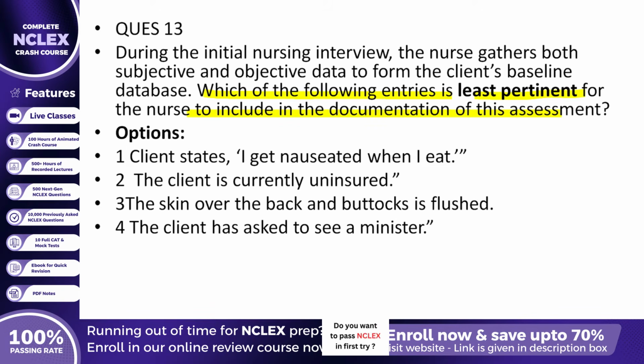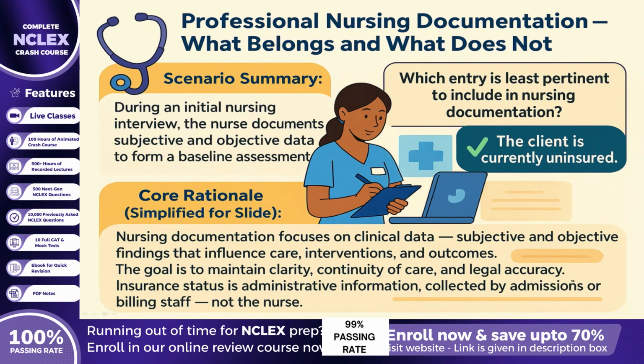The correct answer is option 2. The client is currently uninsured. Now, let us thoughtfully explore the advanced rationale behind this selection. In professional nursing documentation, the focus must remain on subjective and objective data that directly influence nursing care, interventions, and client outcomes. The purpose is to maintain clarity, promote continuity of care, and uphold the legal and ethical standards of nursing records.